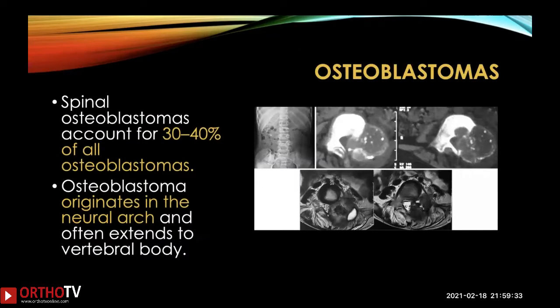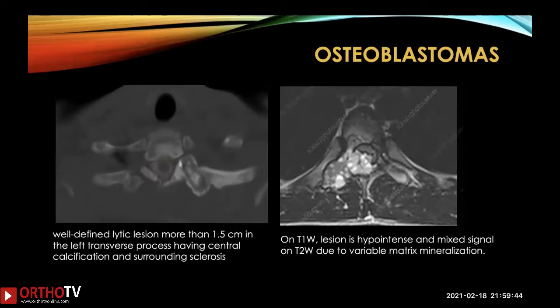Coming to osteoblastoma, about 30 to 40% of all osteoblastomas are in the spine. They originate in the neural arch and often extend to the vertebral body. You can see these two images, one is the CT scan and the other the MRI. On the CT scan, you can see a well-defined lesion in the posterior elements and around the transverse process, and there is surrounding sclerosis.